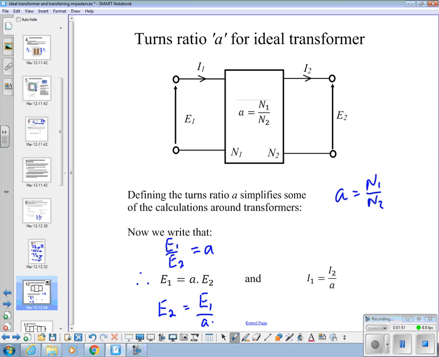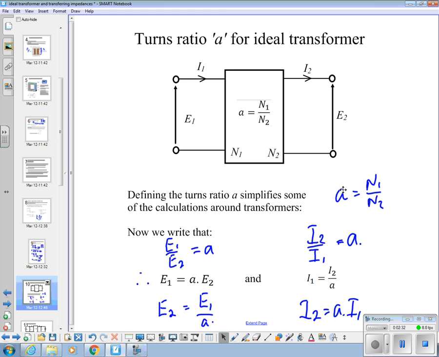And because I2 over I1 is equal to the turns ratio, remember the current is up the other way, we can write that's equal to A, and therefore we can write I1 is I2 over A, and we can write I2 is A times I1.